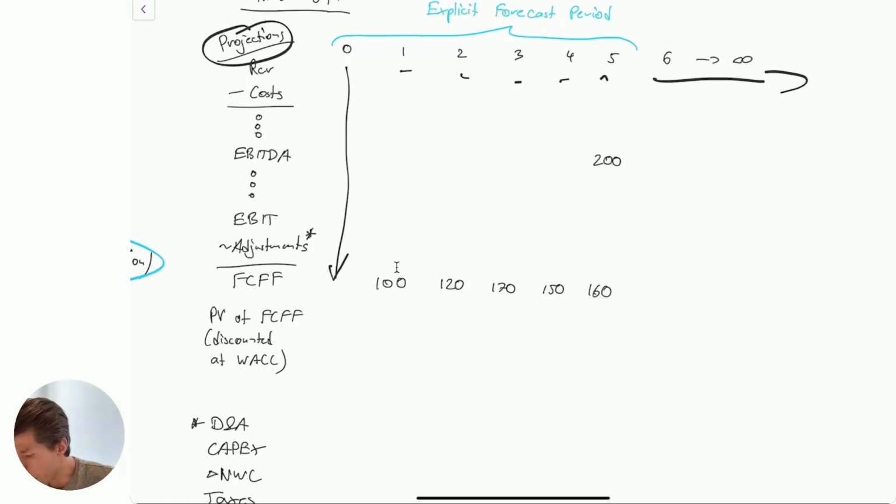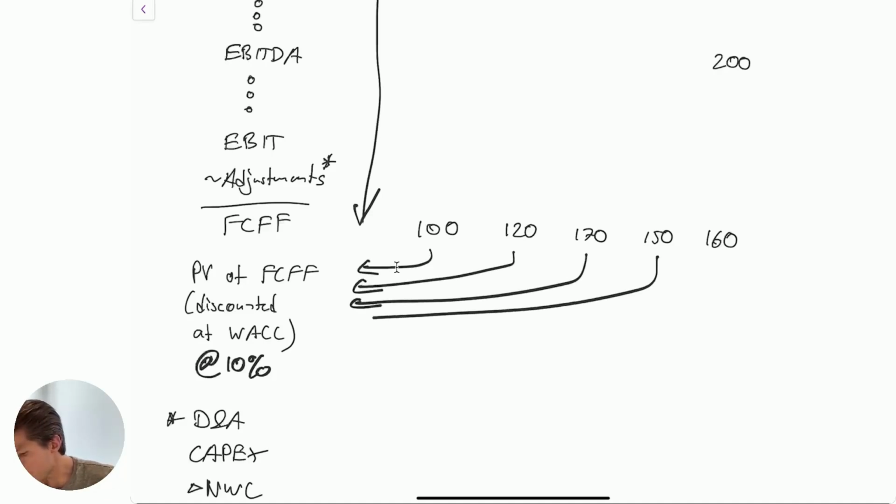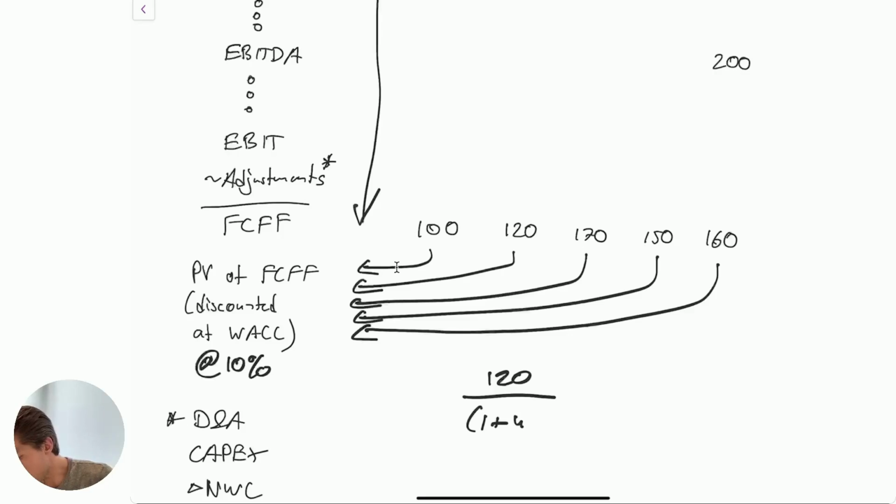Yeah, if we assume a WACC, let's assume a WACC at 10%, then you would discount this one, this one, this one, this one, and this one. 120 divided by (1 plus WACC) to the power of 2, because we're in year 2, year 3, power of 3 with 170, year 4, and so on. So you would discount it.